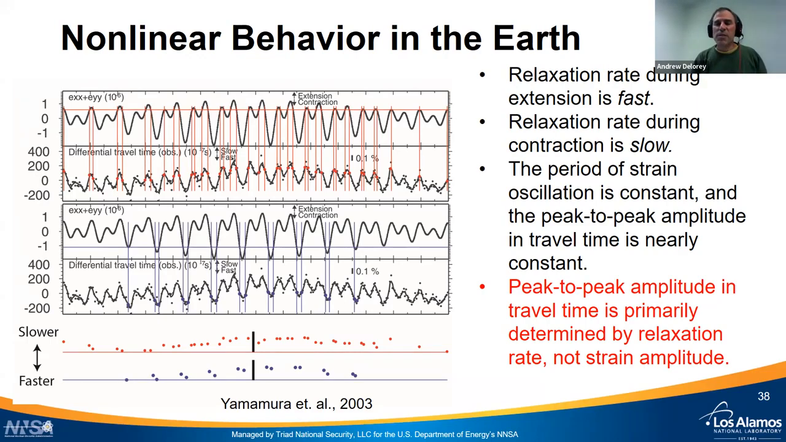So the period of the strain oscillation is constant, and the peak-to-peak amplitude doesn't change much. So the peak-to-peak amplitude and travel time are primarily determined by the relaxation rate, not the strain rate. So that's how I interpret it. What the authors are saying is kind of similar, but I find it a lot more confusing.